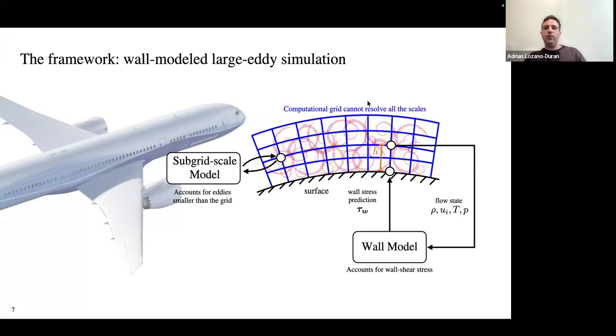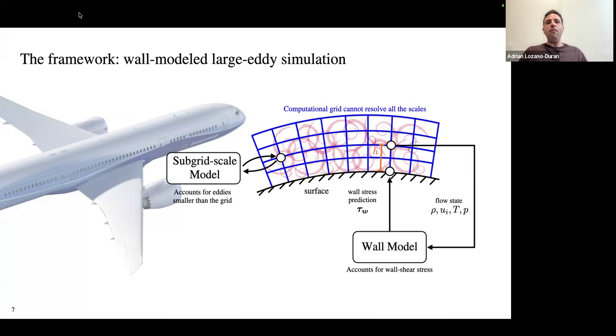And then we will have this blue grid, which is what we can afford, and it is usually very coarse. It is not able to resolve all the small scales. So all the scales would be represented by these eddies that you see in the background. Some of them are captured by the grid, others are very tiny and you cannot capture them. Because we cannot capture those tiny eddies, we need to account for them, because they still have an impact on the forces of the aircraft or the heat flux or whatever we want to compute.